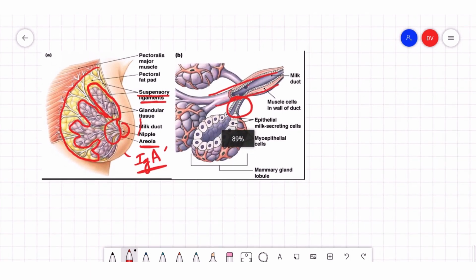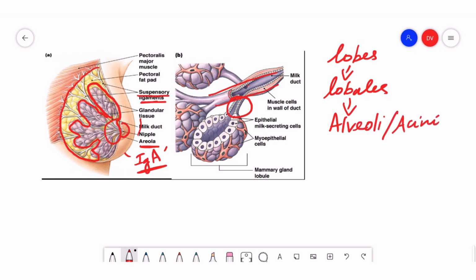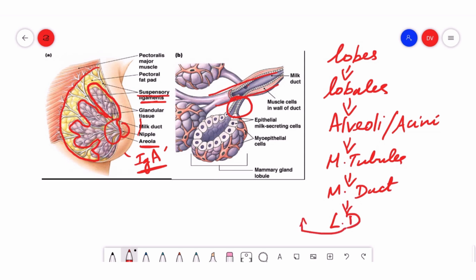So quickly let me summarize the flow. You have the lobes. Lobes form the lobules. Lobules are made up of the alveoli. There is another name for alveoli, we also call them acini. And these alveoli form tiny tubules known as mammary tubules. The mammary tubules connect to the mammary duct. The mammary duct forms the lactiferous duct. The lactiferous duct widens further to form the ampullary region called the lactiferous sinus, and again it narrows down to form the lactiferous duct, which joins the nipple. That's the flow.